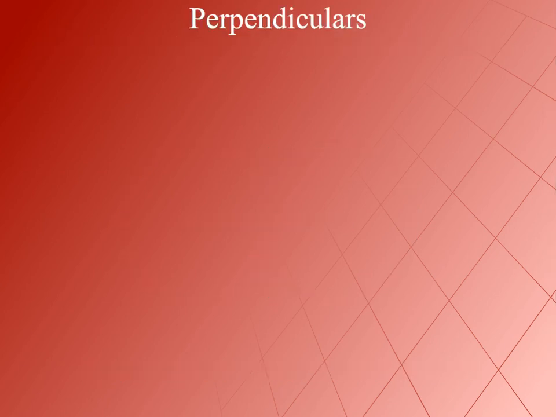Perpendiculars. Two lines or line segments or rays are said to be perpendiculars if they intersect each other at right angles. Here, the lines L and M are perpendicular because they intersect, making a right angle of 90 degree.